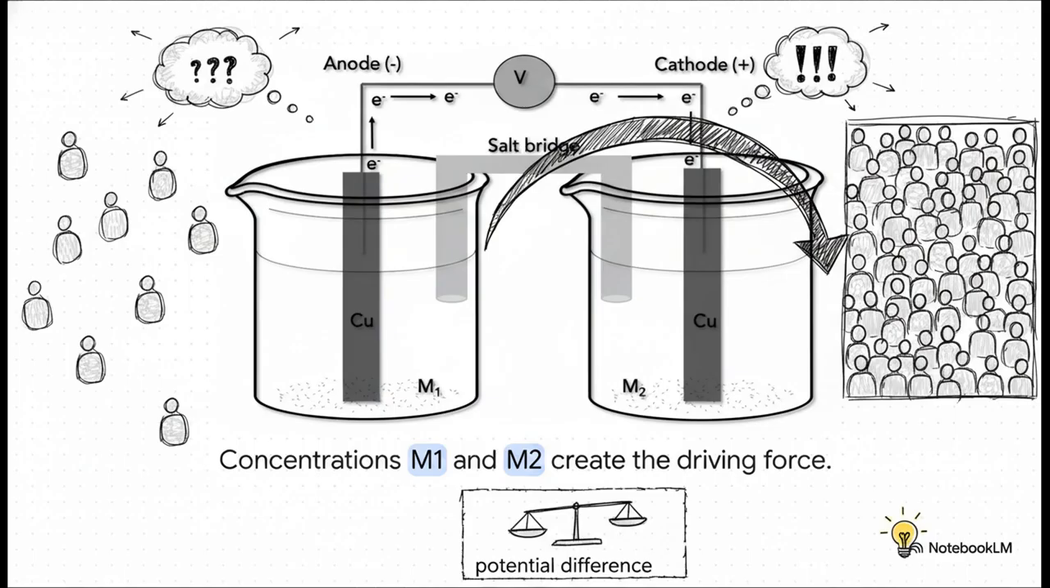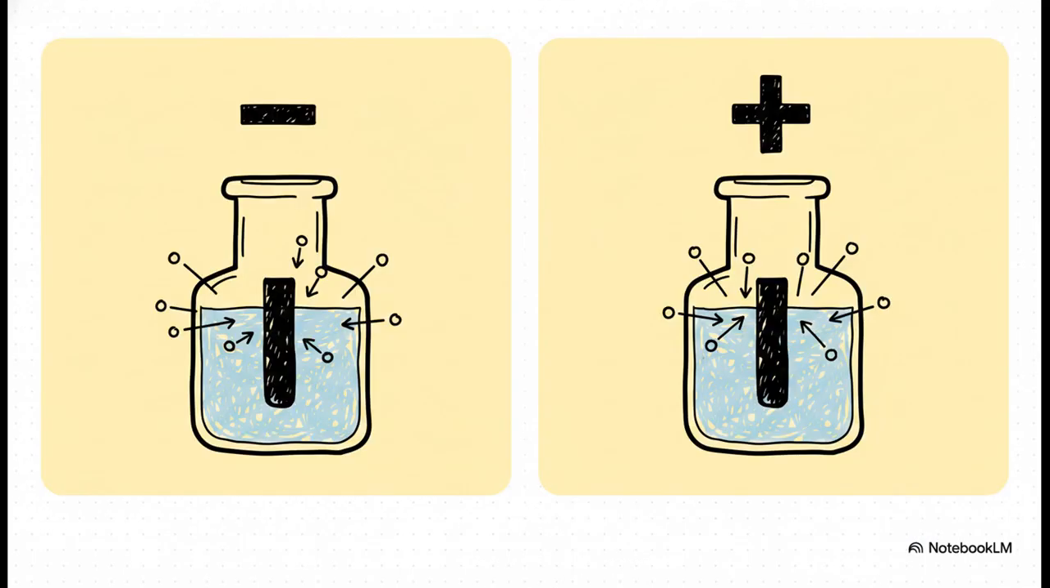Now, to make this super easy to visualize, imagine M1 and M2 are two adjoining rooms hosting a party. M1, it's pretty dead, just a few people scattered around, that's our low concentration. But M2 is absolutely packed, shoulder to shoulder, a super high concentration. Naturally, if you throw open the doors between those rooms, people are going to flood from the packed room into the empty one just to get some breathing room, right? That fundamental desire for balance is exactly what creates the potential difference in our cell. Let's break down the actual chemistry making that balance happen.